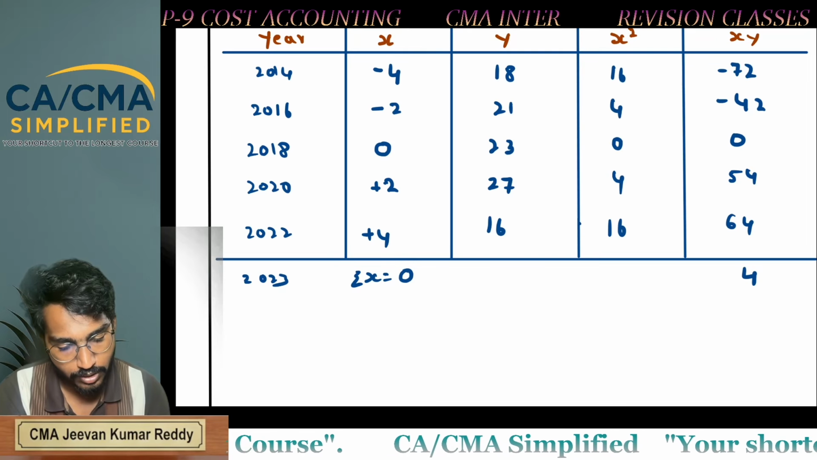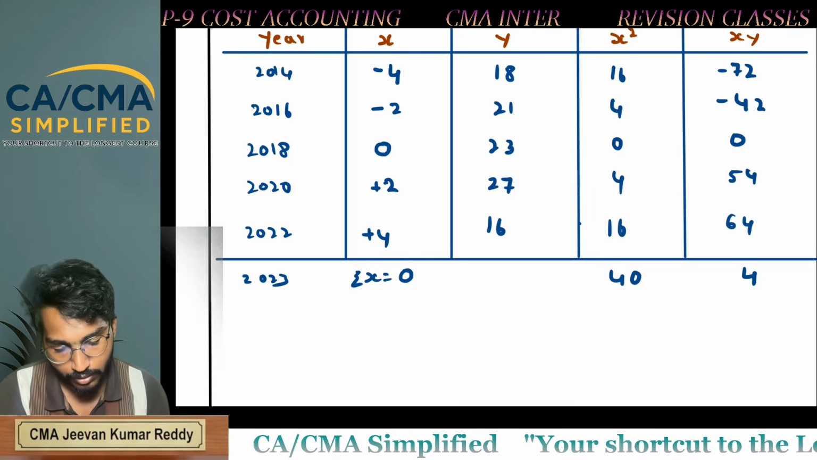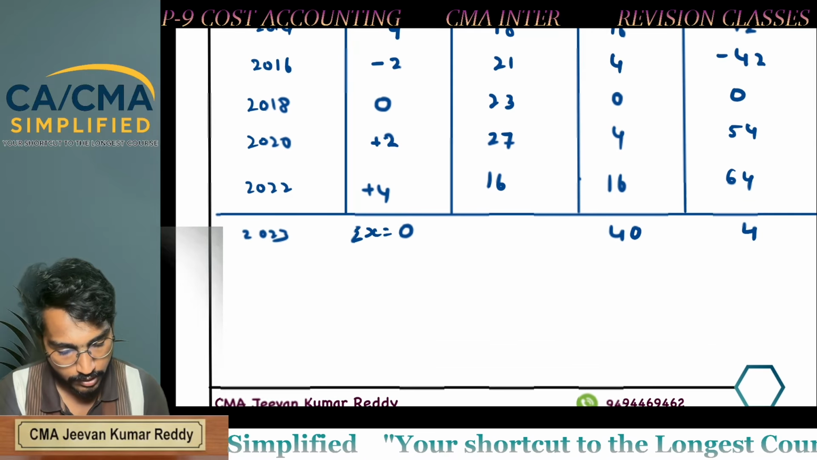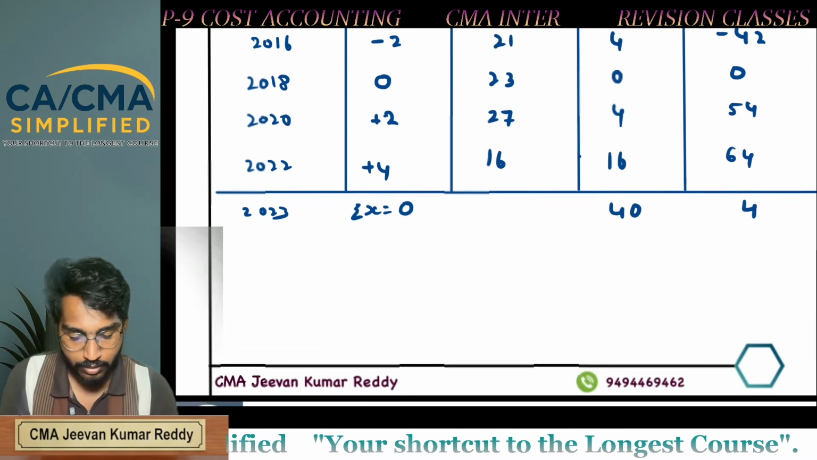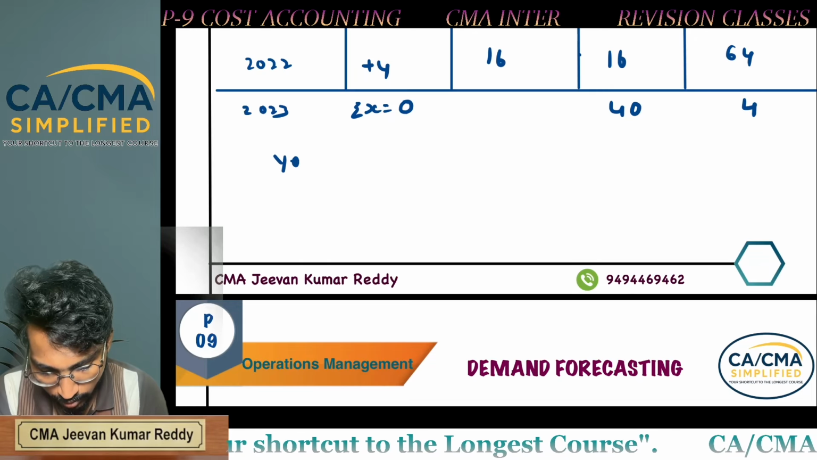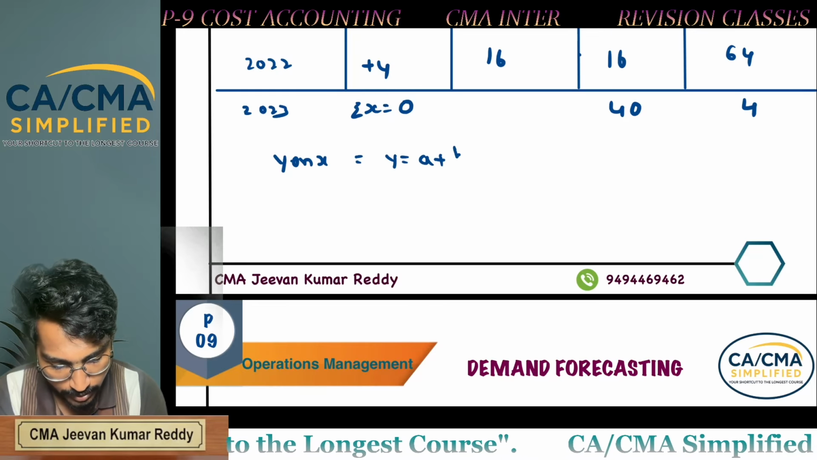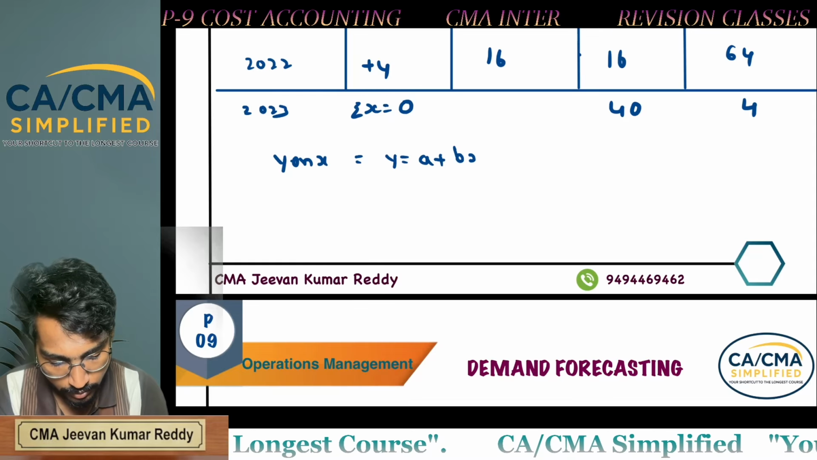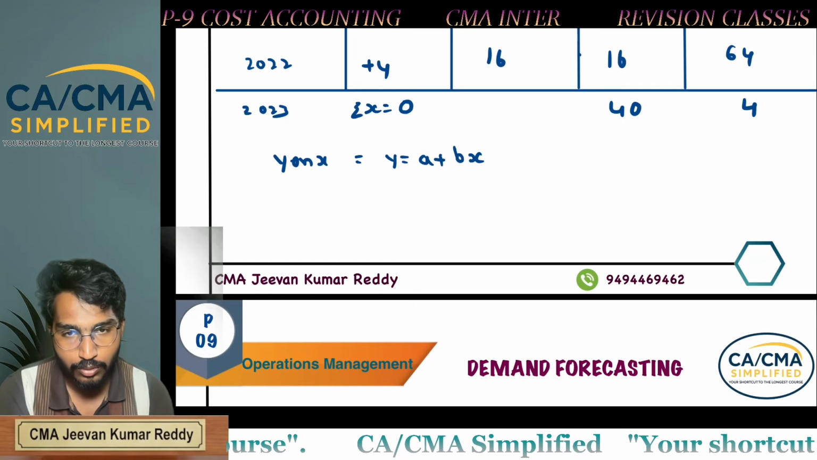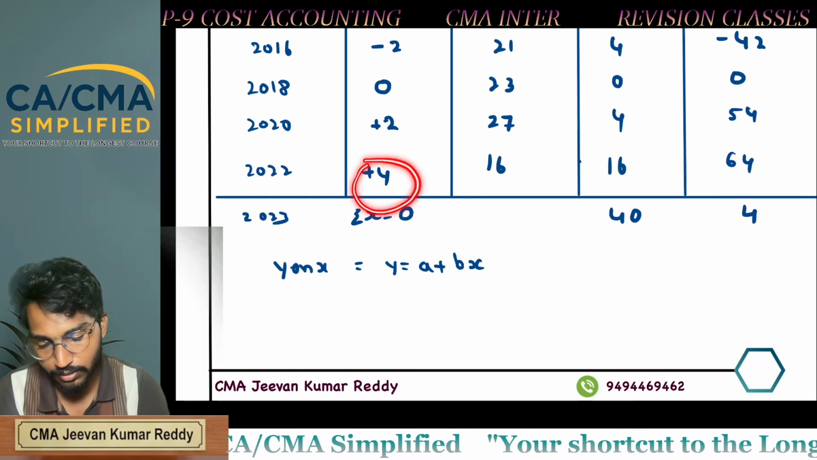Next x square. What is the value of summation x square? 16 plus 4 is 20, 16 plus 4 is 20. That is 40. Now to know how to calculate demand as per the least square method, that is y on x: y is equals to a plus bx, where y is the demand, a is the average, b is the growth, and x is the year, that means the deviation.